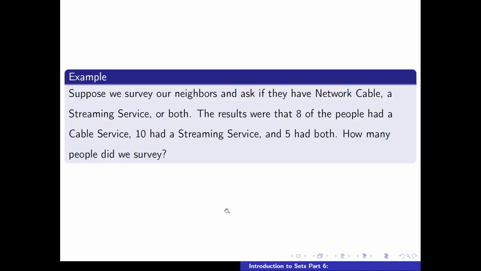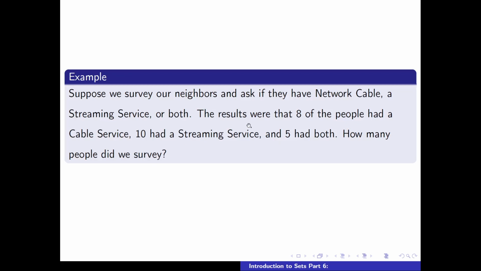Okay? So let's take a look at an example of how to use this formula. Suppose we survey our neighbors and ask if they have network cable, a streaming service, or both. Results were that of the people sampled, 8 of them had cable service, 10 of them had streaming service, and 5 of them had both. How many people did we survey?